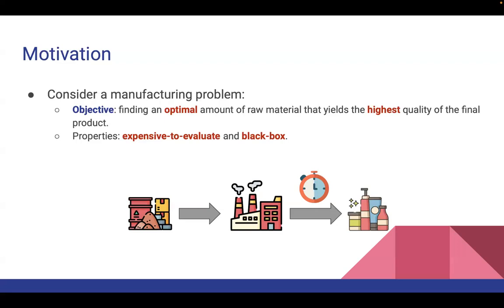The second property is that the problem is black box because we could not write down a mathematical formula that describes how the amount of raw material correlates with the quality of the final product.